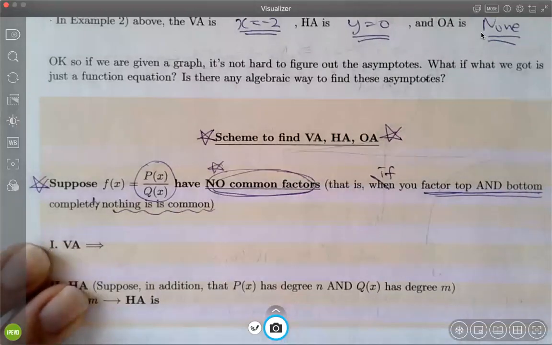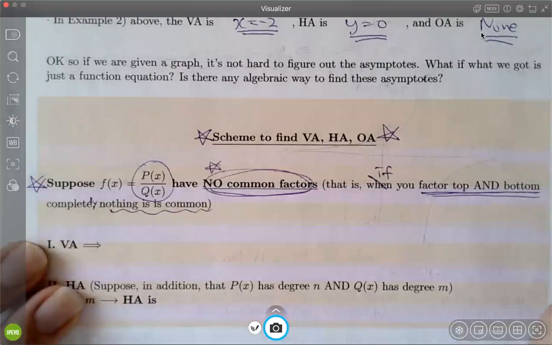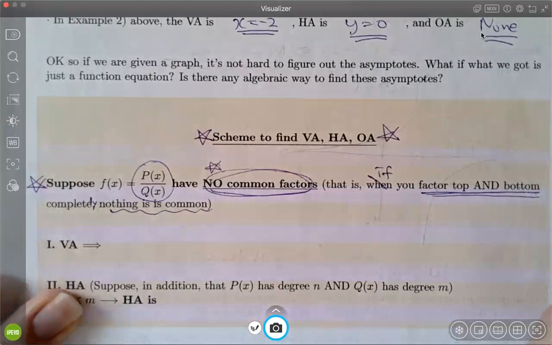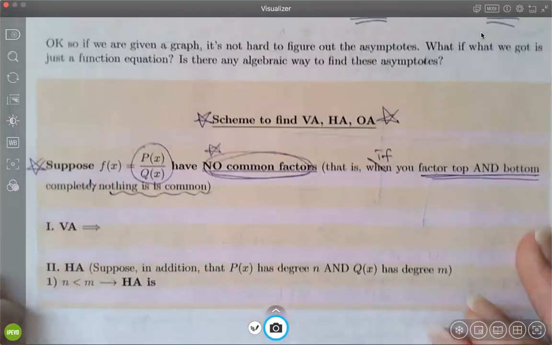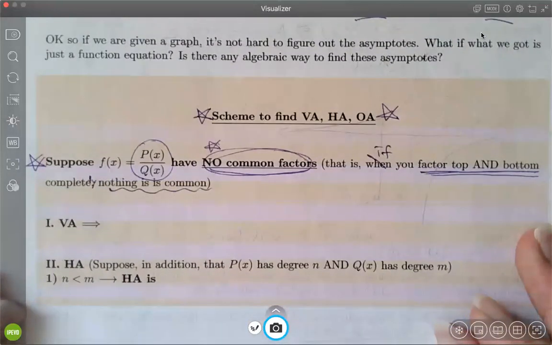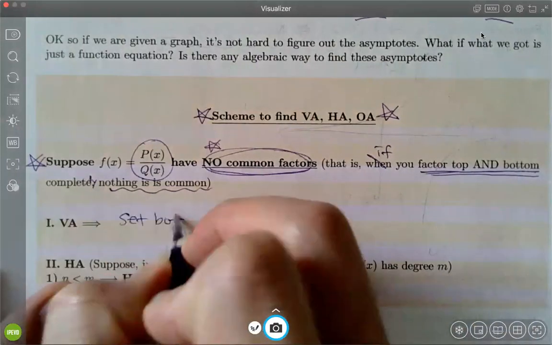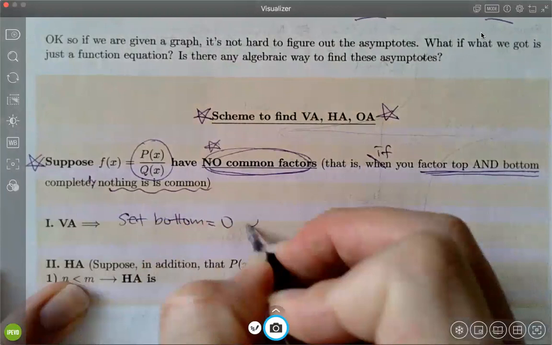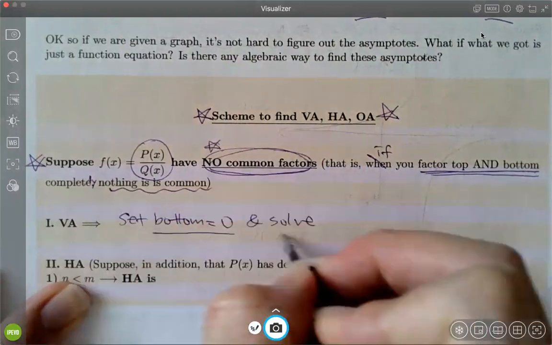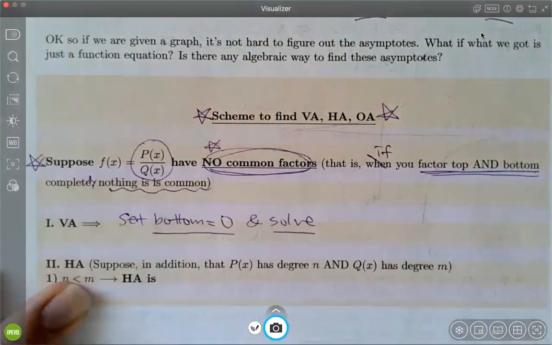Now, people sometimes ask, well, what if there are common factors? Oh, you'll see, in about 2 pages from now. But for now, we have to assume that there's no common factors. Now, the vertical asymptote, the scheme is set bottom equal to 0 and solve. Okay, so that's the scheme of finding the vertical asymptote.